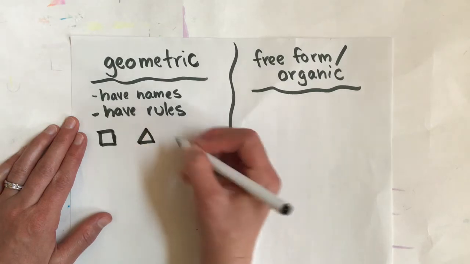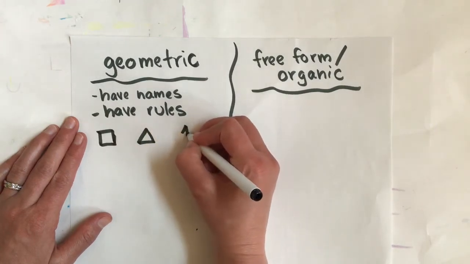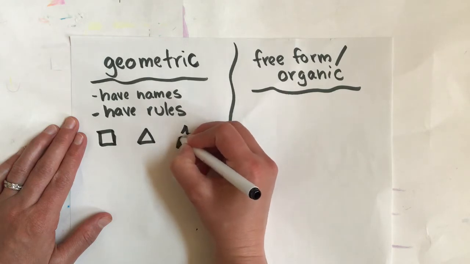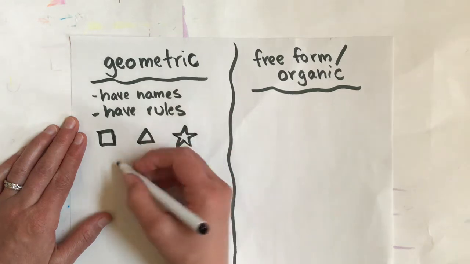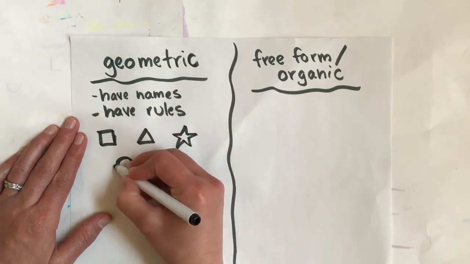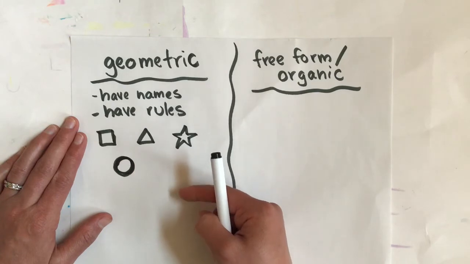A triangle definitely has a name, 3 sides, that's a rule. Even a star has a name, 5 points, all equal, that's a rule. Circle has a name, no corners, that's a rule.